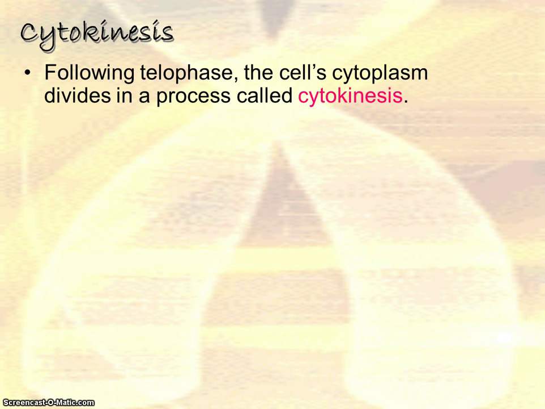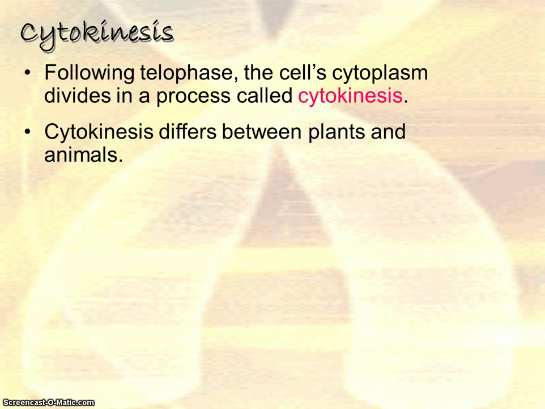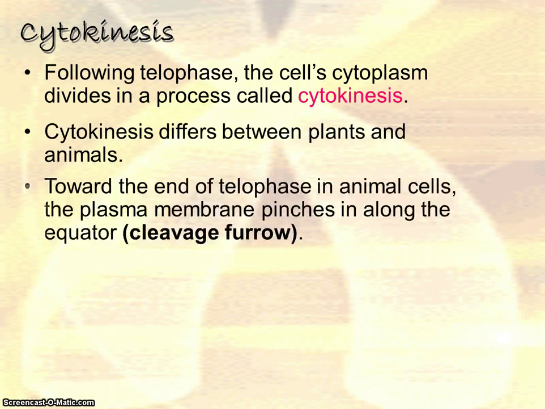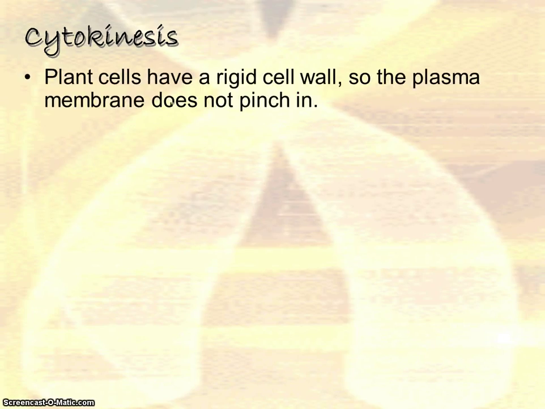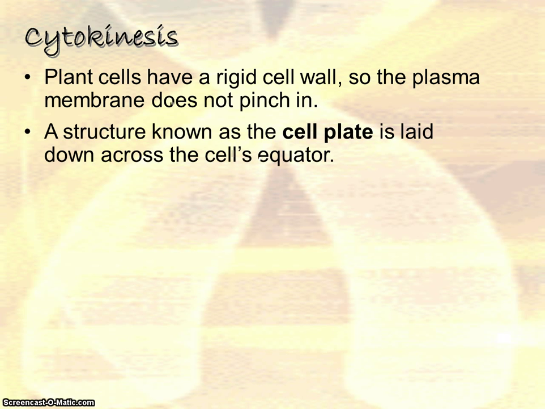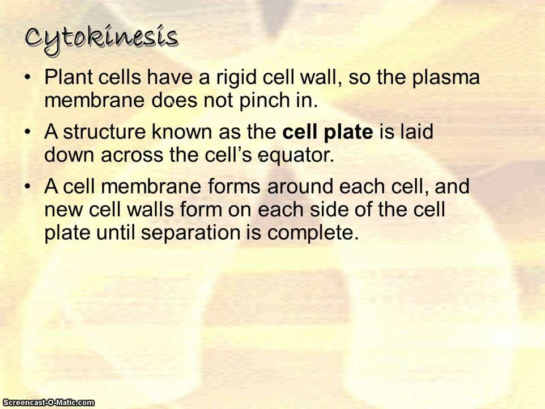And then your last stage of the cell cycle is going to be cytokinesis. This is going to follow telophase. What happens in cytokinesis is the cytoplasm is going to divide. That's what cytokinesis is. It's different in plants and animals. For animals, something called a cleavage furrow is going to form to help separate the two cells. For plants, the cell wall is going to be in the way, so the cell wall is going to kind of pinch itself in half and form something called a cell plate to help divide the two cells.